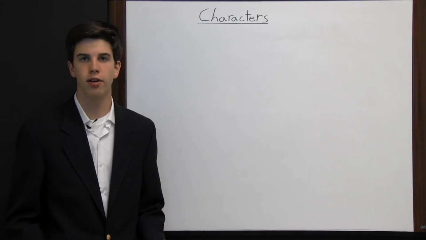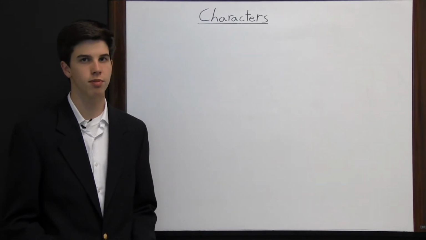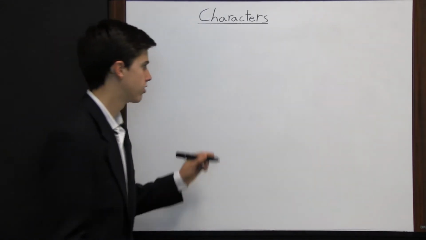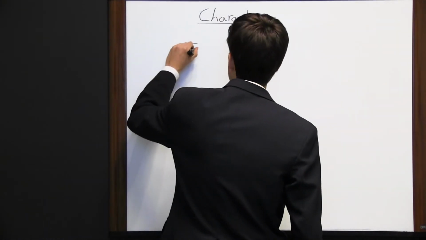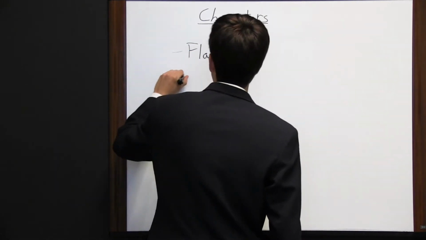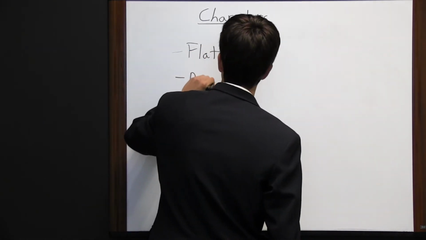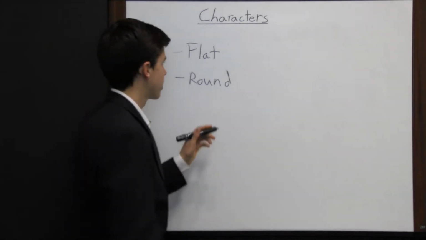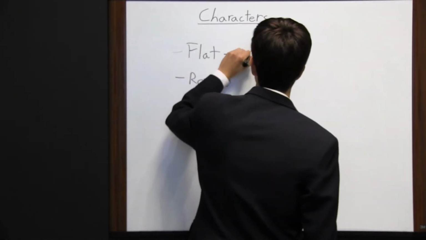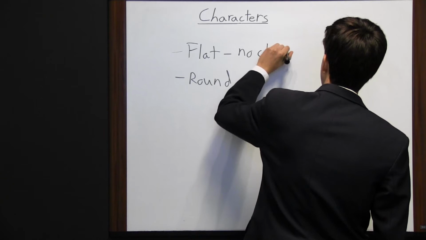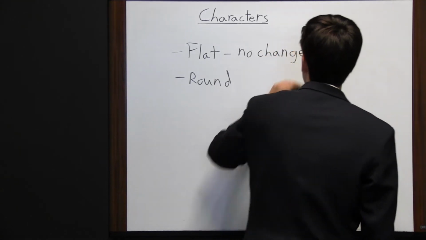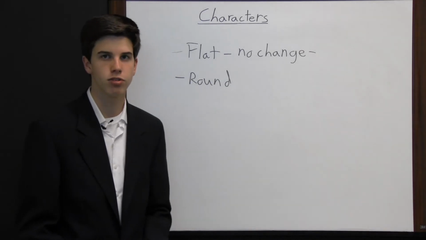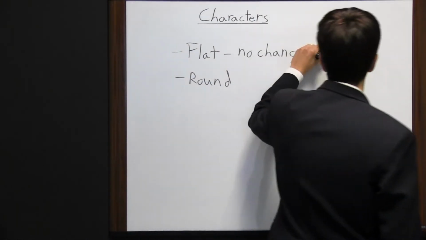Characters are an essential part of every story. So characters can be classified into two main categories, flat and round. The terms flat and round pertain to how much the character changes throughout the story. So flat characters have little change in personality throughout the story, or many times no change in personality. They're very predictable, they're always the same. And because they're predictable, they can be considered not very interesting. So that's why they play small roles in the story.